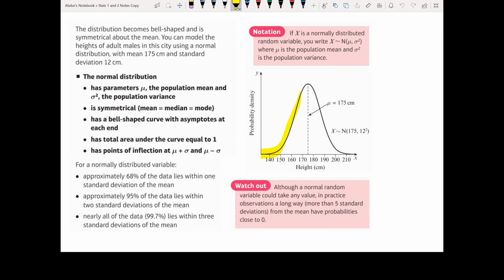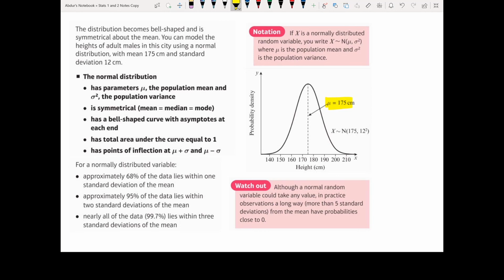This is a bell shape. A bell-shaped curve is the curve for a normal distribution and is symmetrical about the mean. The mean value is right at the center here. So here the mean is 175 in this particular example for height. And we can model the heights of adult males in a city, for instance, using a normal distribution. So the mean height of adult males would be 175 centimeters, and the standard deviation is 12 centimeters.